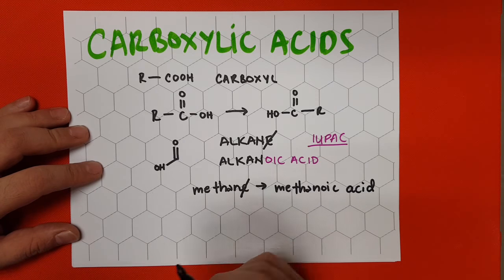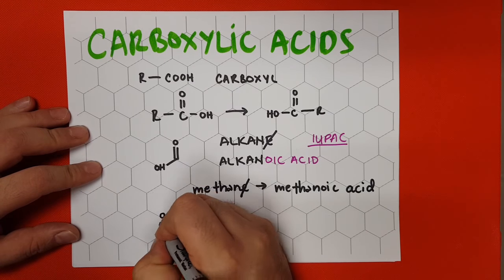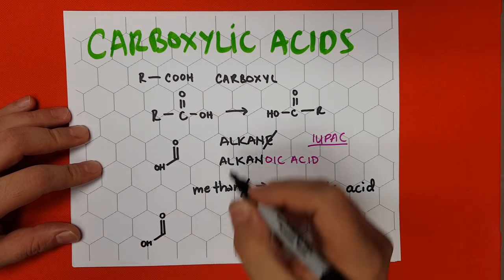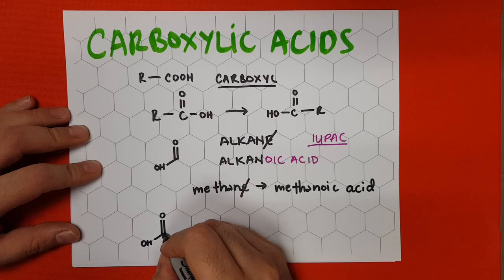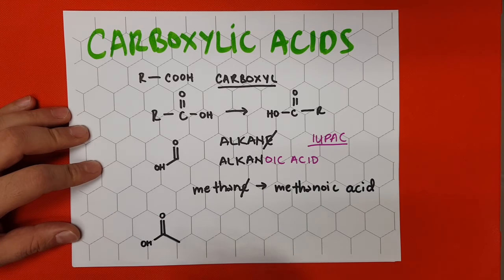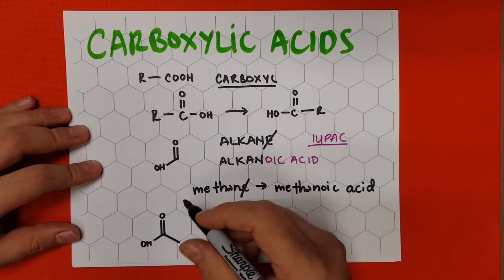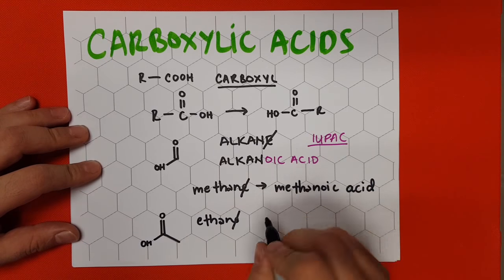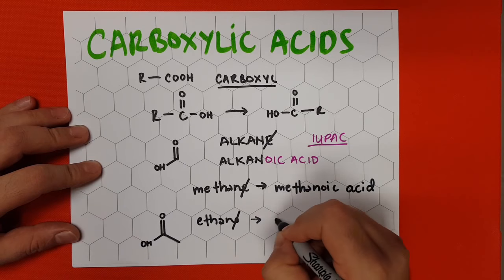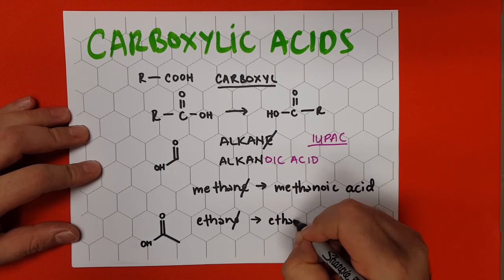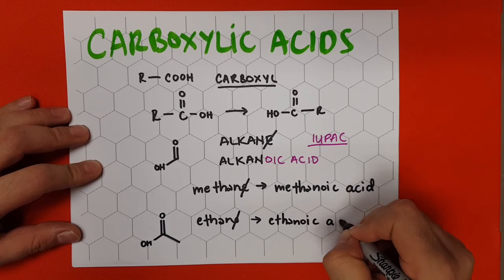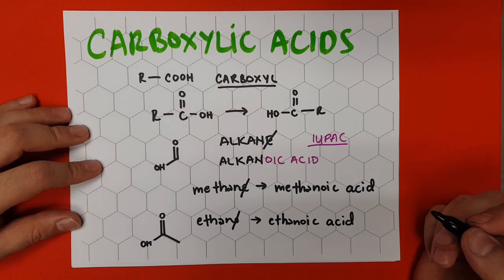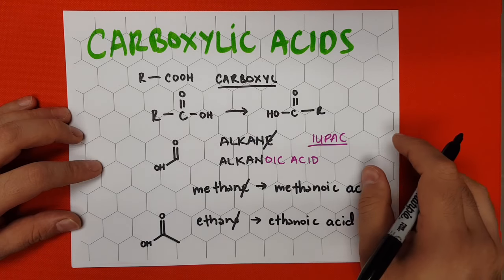So let's draw another little example. O double bond, OH, this is my carboxylic acid group, my carboxyl. And then I add another carbon. This would be 2 carbons, right? So we take the parent name, which is ethane. We cut out the E, substitute for the ending, and we would get ethanoic acid. And so forth. 3 carbons, propanoic acid, 4 carbons, butanoic acid.